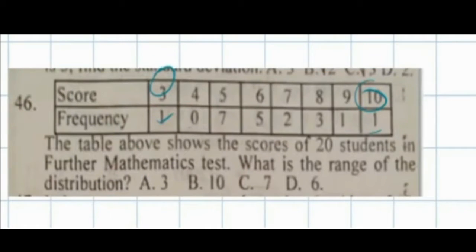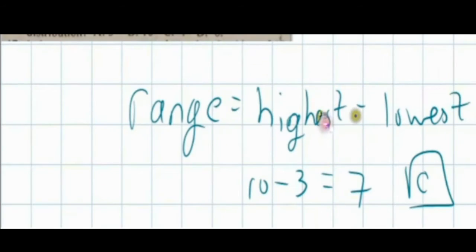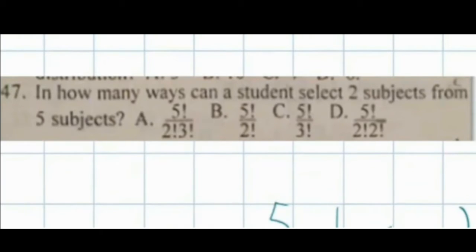The table above shows the scores of 20 students in a further mathematics test. What is the range of the distribution? Just remember that range means you take the highest number and subtract the lowest number. So the highest number was 10 and the lowest number was 3. You don't even have to pay attention to the frequencies. You just say 10 minus 3 and you get 7, and your range is C.